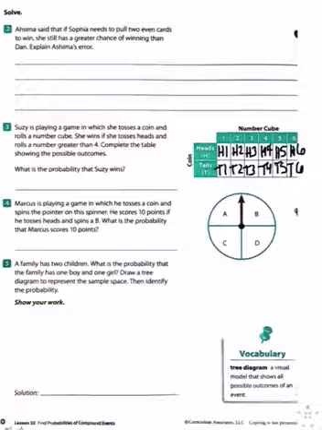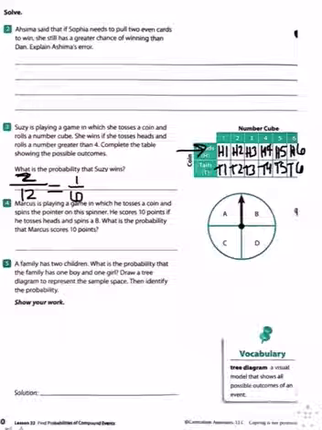So for Susie to win, she needs to roll a head, so we're only going to look at the heads column. And she wants to roll a number greater than 4, so it has to be 5 and 6. Our probability is 2 over 12. It's 2 because she has to roll a 5 or a 6. It's 12 because there's 12 possible outcomes, which reduces to 1/6.